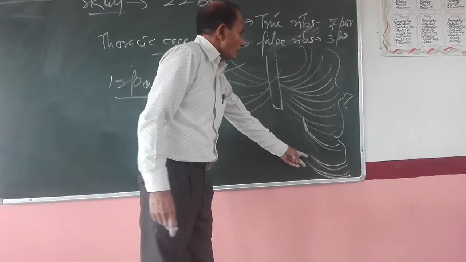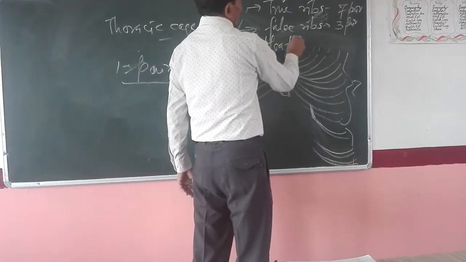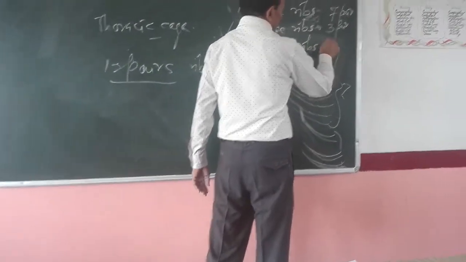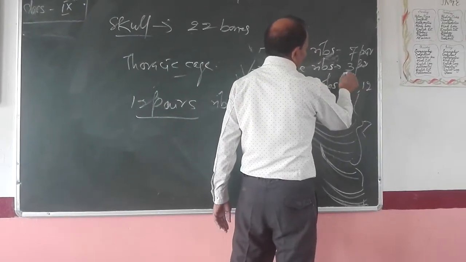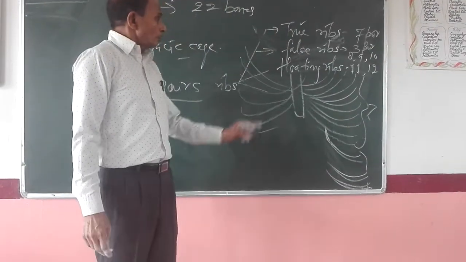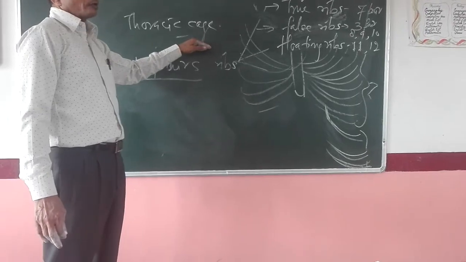And this is the reason why they are known as floating ribs. So, rib pair number 11 and 12. And this one is 8, 9 and 10. So, you have classified the total 12 pairs of ribs into 3 groups.